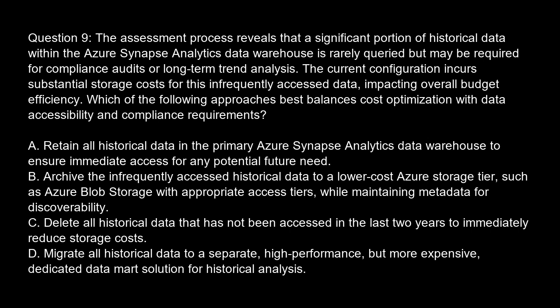Archive the infrequently accessed historical data to a lower-cost Azure storage tier, such as Azure Blob Storage with appropriate access tiers, while maintaining metadata for discoverability. Option C. Delete all historical data that has not been accessed in the last 2 years to immediately reduce storage costs. Option D. Migrate all historical data to a separate, high-performance, but more expensive, dedicated data mart solution for historical analysis.